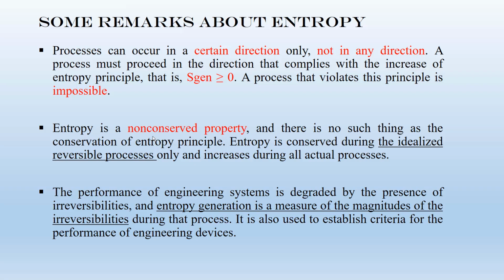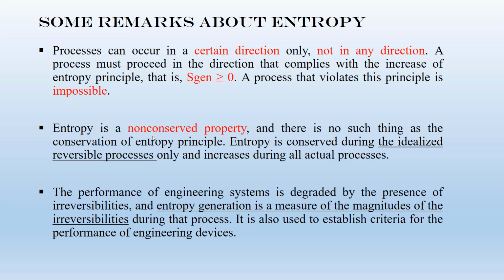So here are some remarks about entropy. In chapter 6, you saw that the second law of thermodynamics defines the direction for each and every process, meaning that processes can occur in a certain direction but not in any direction. So here you can see another definition of the second law of thermodynamics. You saw that the S generation must always be greater than or equal to zero.